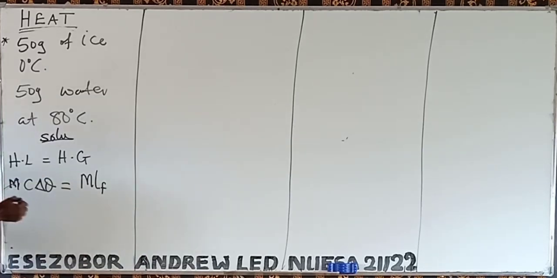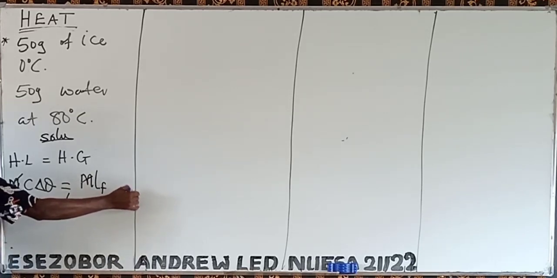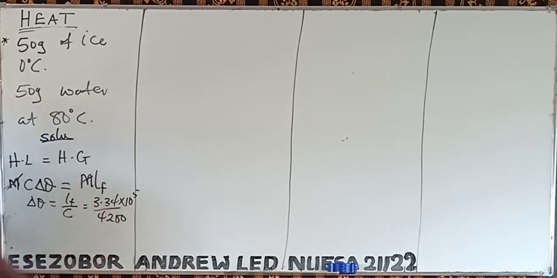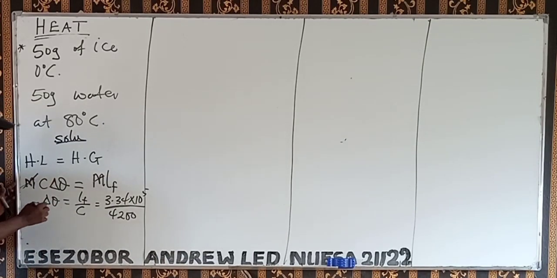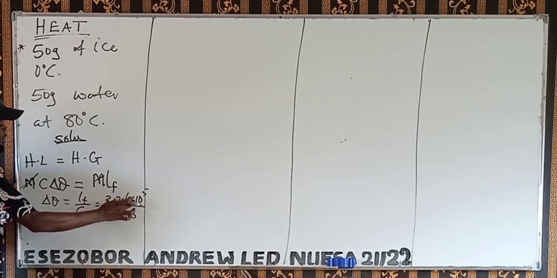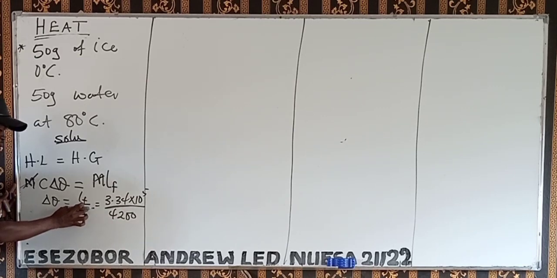Let's check what we're going to have here. Now, since the masses are the same, let's just cancel them out. Then the change in temperature will be LF over C, which is 3.34 times 10 to the power 5, divided by 4,200. So change in temperature is LF divided by C. LF, the latent heat of fusion for ice, is this. The specific heat capacity of water is this. If you divide this, you are going to have approximately 80.